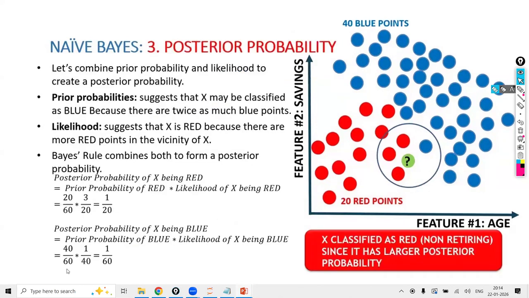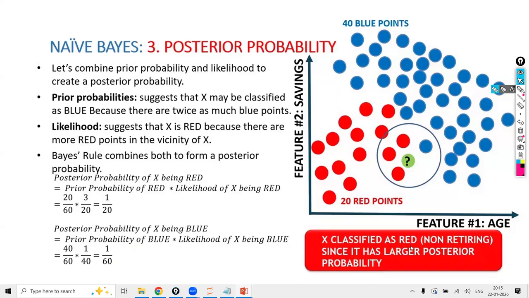Now if you multiply both of them, the posterior probability is equal to prior probability into likelihood. That is 20 by 60 into 3 by 20. 20 by 60 is the prior probability, 3 by 20 is the likelihood. Now if you calculate, you get a probability of 1 by 20. The probability of blue is 1 by 60. Out of these two, which one has the highest probability, guys? 1 by 20 or 1 by 60? So 1 by 20 has the higher probability.